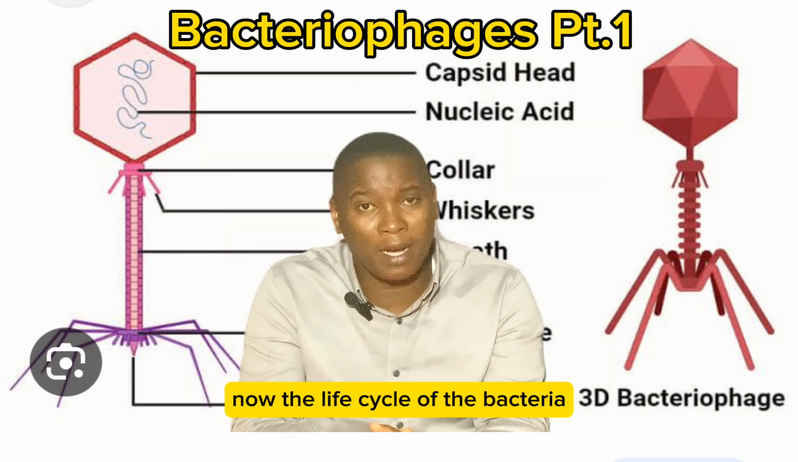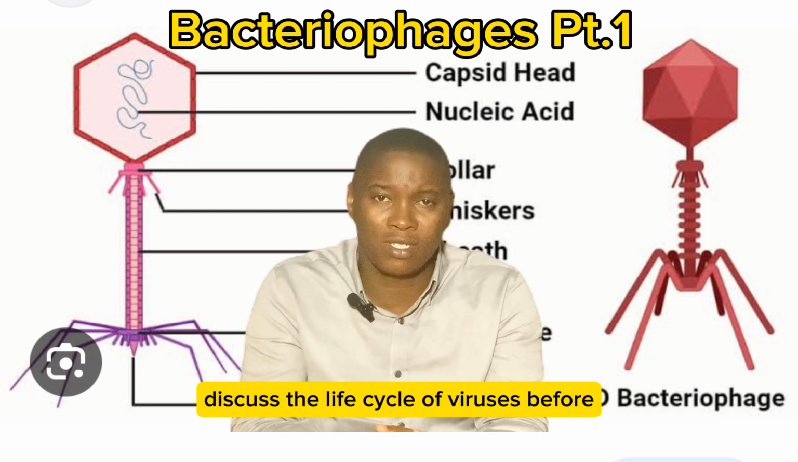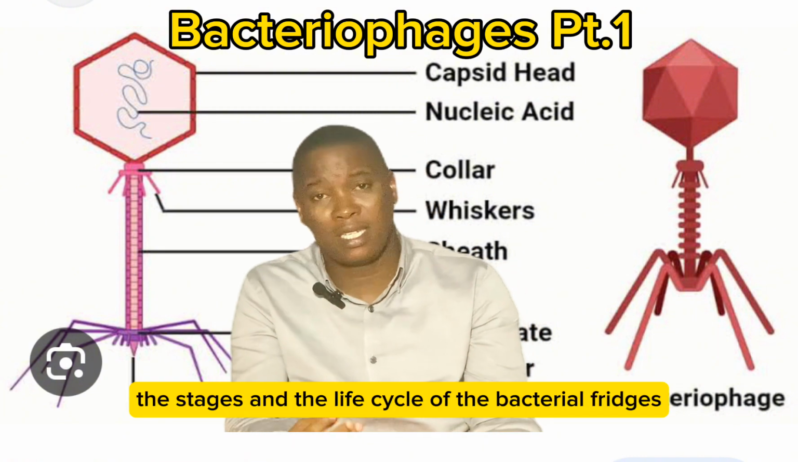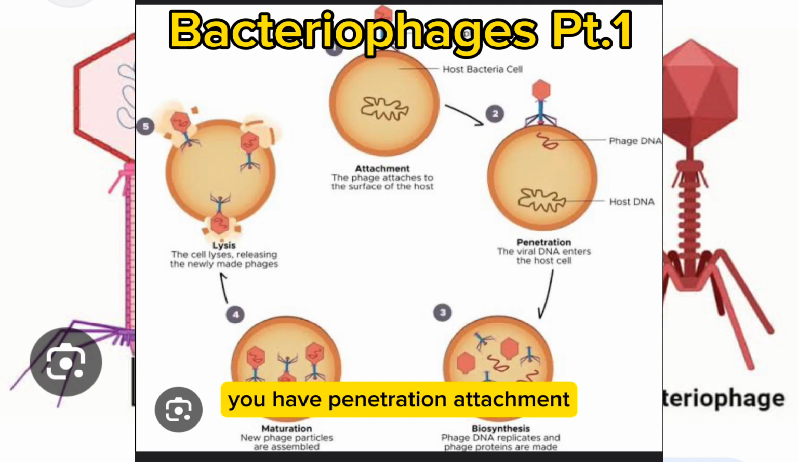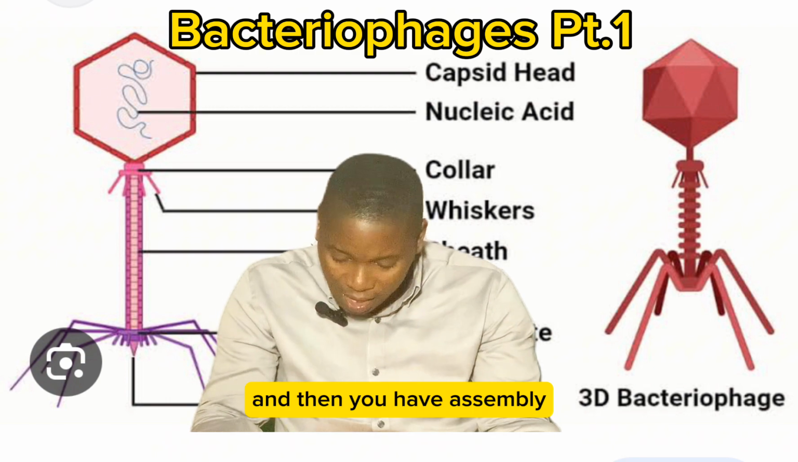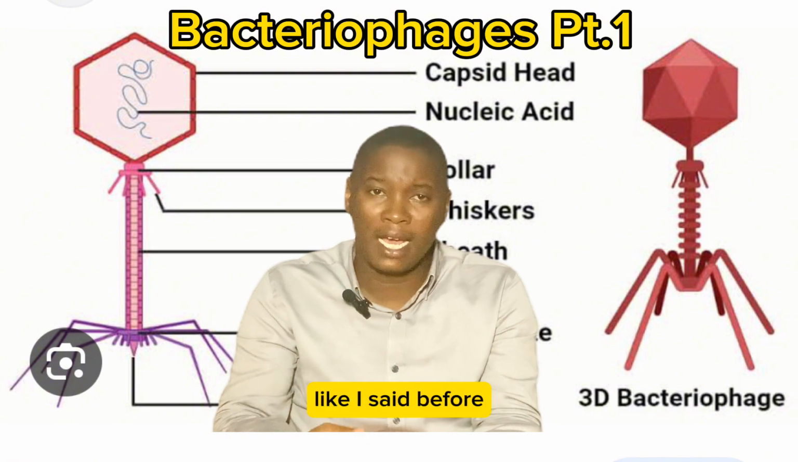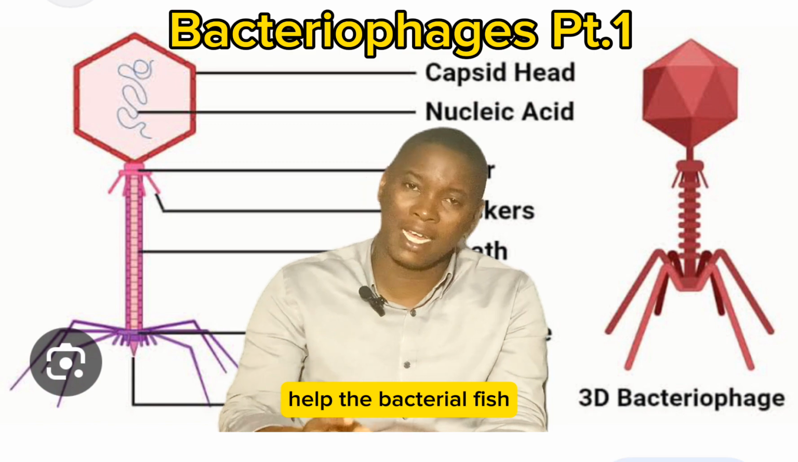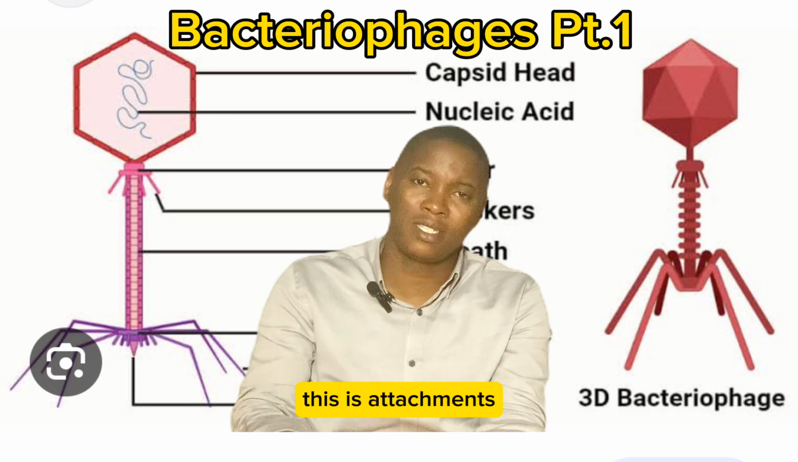Now, the life cycle of the bacteriophage is similar to the life cycle of viruses, which we've discussed before. The stages in the life cycle of the bacteriophage are: attachment, penetration, replication, and then assembly, maturation, and lysis. So I'll take them one by one. Attachment. Like I said before, the tail pins or tail fibers help the bacteriophage attach itself to receptor sites on the bacteria. So when this occurs, this is attachment.